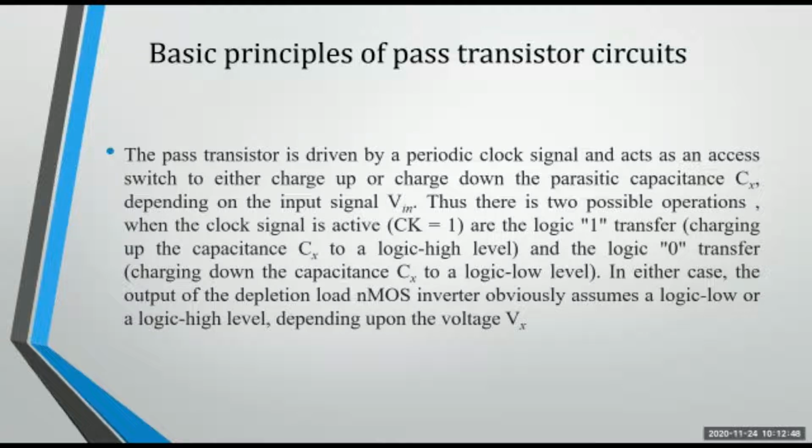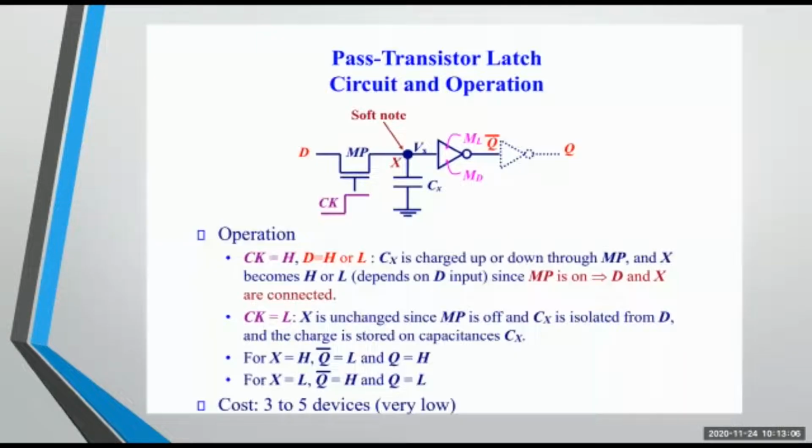In either case, the output of the depletion load NMOS inverter assumes a logic low or a logic high level, depending upon whatever input you give, depending upon the voltage Vx. So this is the basic principle of what is meant by a pass transistor circuit. Now let us see some examples or conditions about the pass transistor latch circuit and its operation.